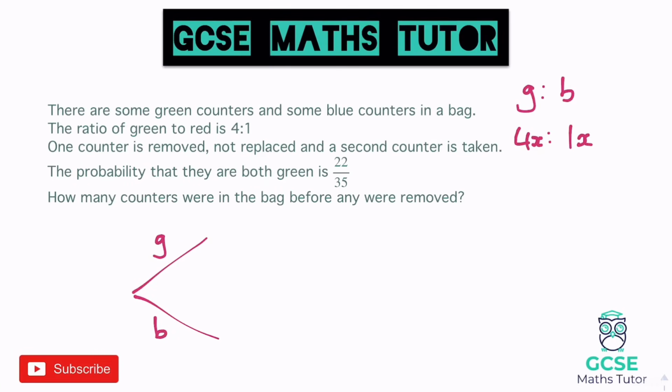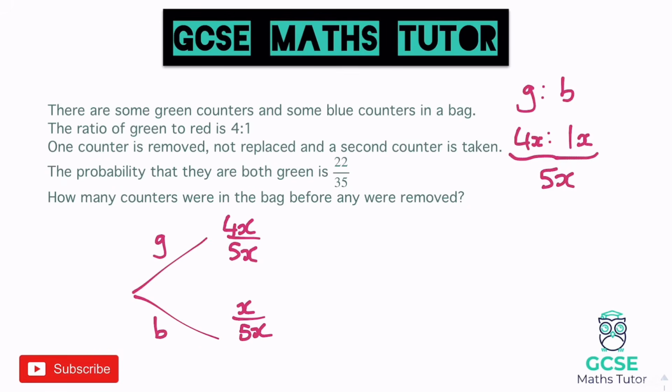So if I actually start writing this as a probability, I first need to know what my denominator is going to be. So add these both together, and we have 5 lots of x as our total amount of counters there. And now we can construct these two fractions. So green is the 4x out of a total of 5x, and blue is going to be the 1x, again out of 5x.